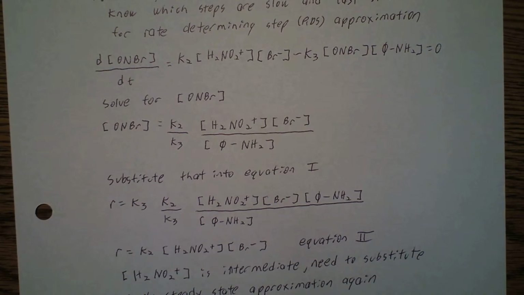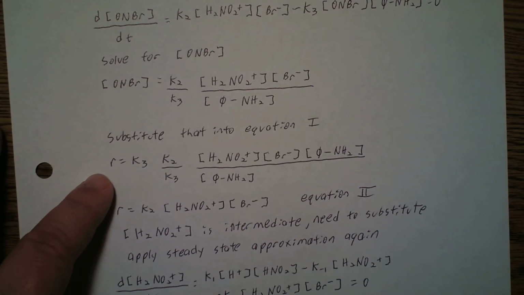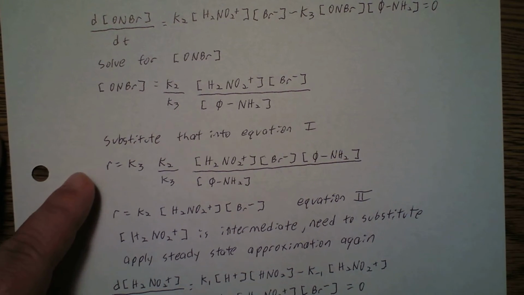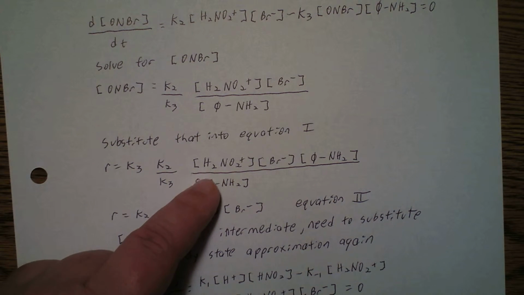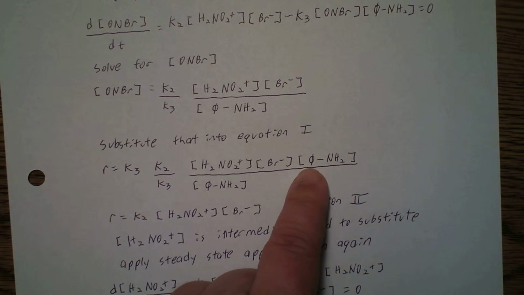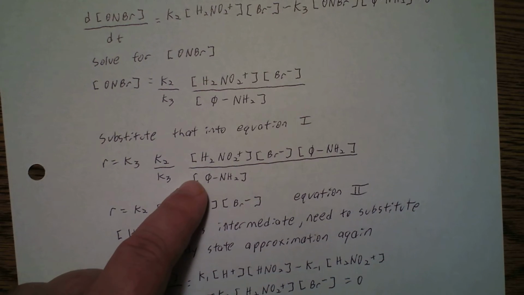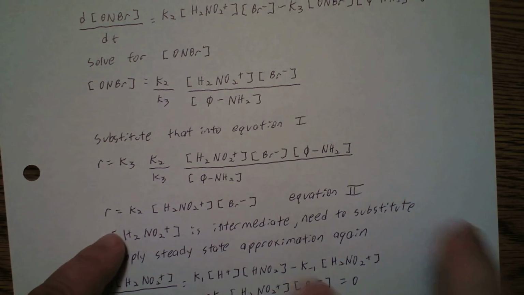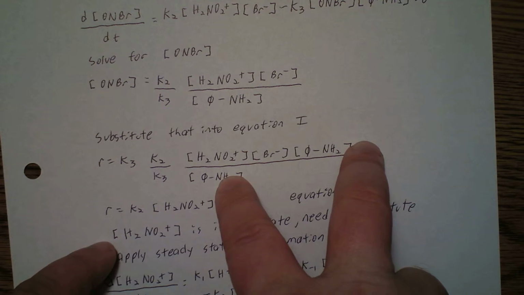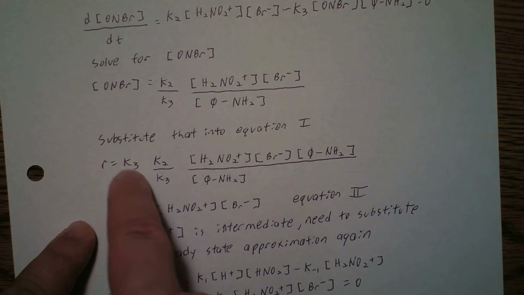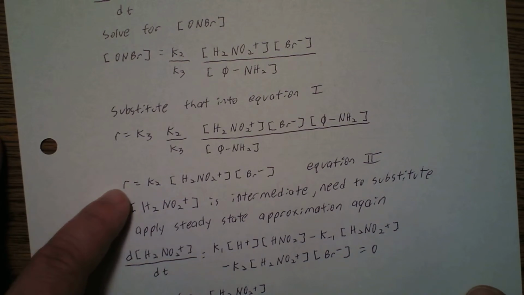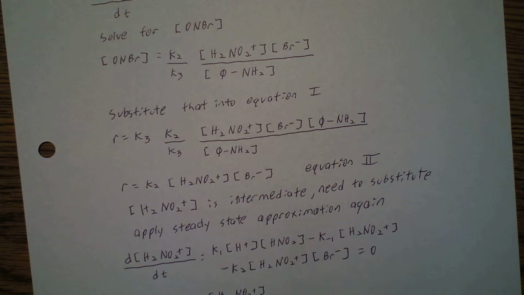So substitute that into equation 1. So we get R is equal to K3 times K2 over K3 times the concentration of H2NO2 plus times the bromide times the concentration of that phenyl NH2 divided by the concentration of the phenyl NH2. These two are the same, so they're going to cancel out. And these K3s cancel out. So we just end up with R is equal to K2 times the concentration of the H2NO2 plus times the concentration of bromide. That's equation 2.